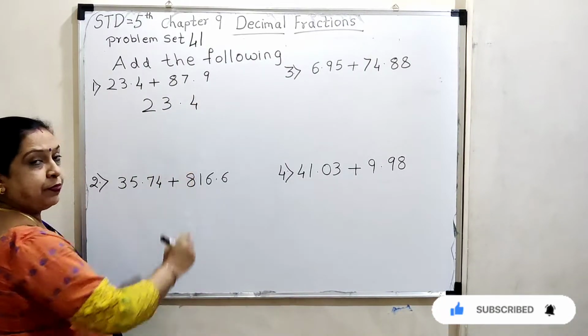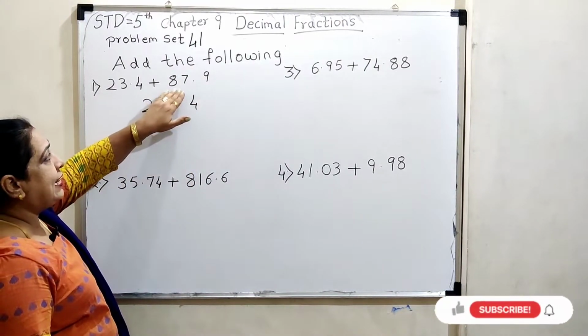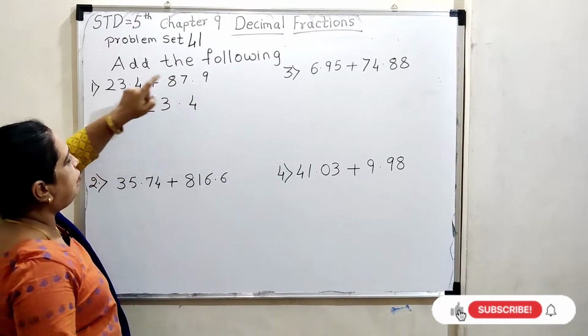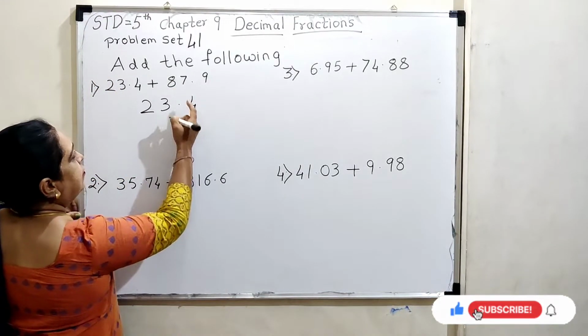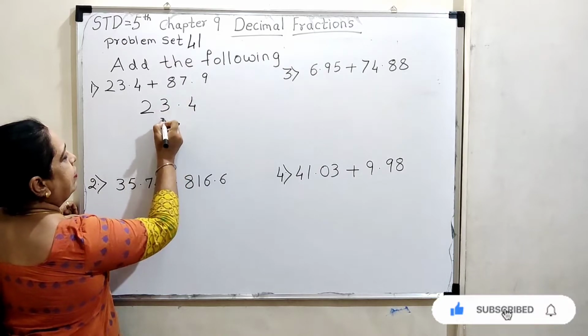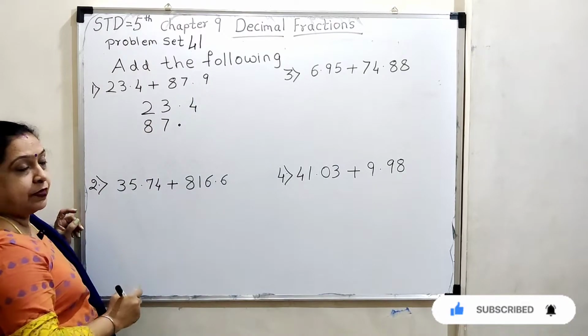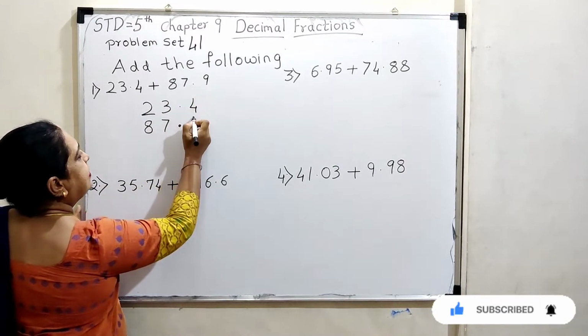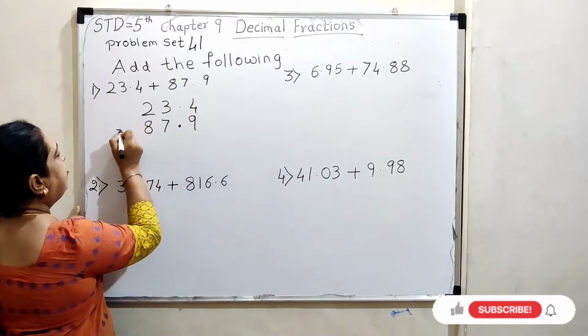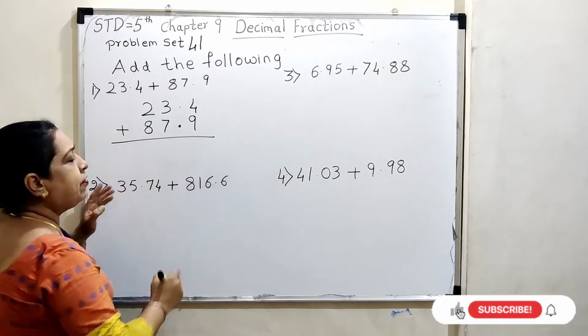23.4. Now, when you are taking the second number, first of all, you will write the point over here. Before the point, what is it? 7. Before 7, 8. And after the point, it is 9. If you write in this manner, your sum will not be wrong.